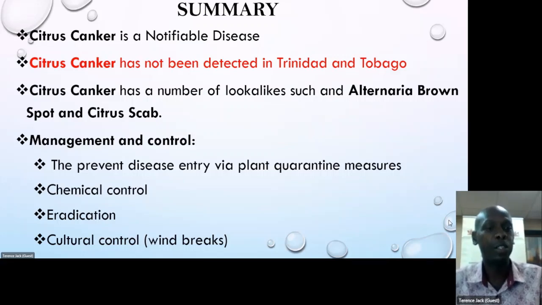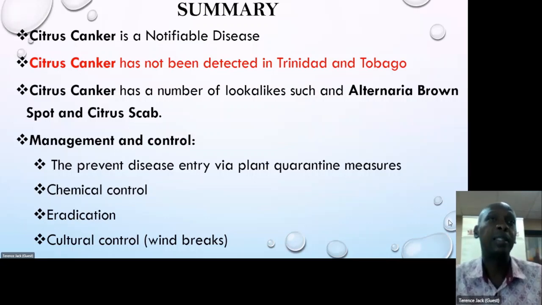As it pertains to the management and control of citrus canker, once again, I'd like to reiterate that we don't have it and we are trying to prevent the entry of this disease into Trinidad and Tobago. So for the service that's been done by the plant quarantine officers, we'd like to encourage them to keep up the good work. Other than that, we also have chemical controls that we can resort to. We have cultural controls in the form of personal decontamination, the utilization of windbreaks, and the observation of sanitization processes and protocols.